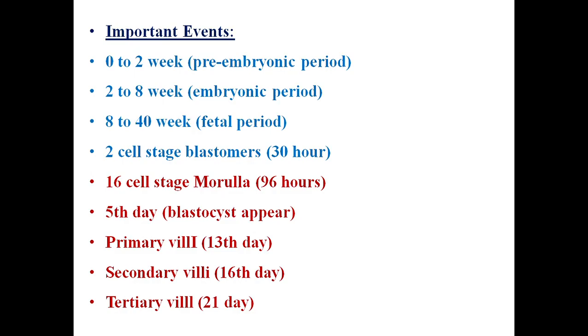Next, important events. 0 to 2 weeks is the pre-embryonic period. This is very important, so you can write this in your notes. 2 to 8 weeks is the embryonic period, 8 to 40 weeks is the fetal period. The 2 cell stage blastomere is at 30 hours, the 16 cell morula at 96 hours, the blastocyst appears on the 5th day, primary villi on the 13th day, secondary villi on the 16th day, and tertiary villi on the 20th day.